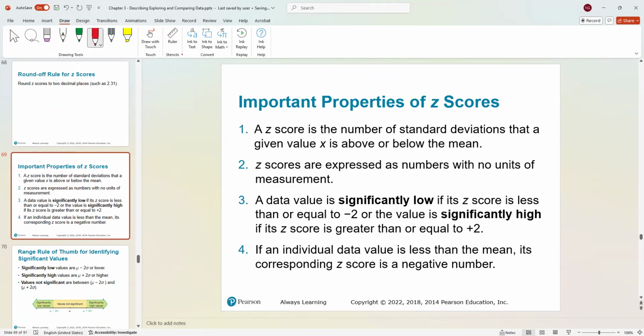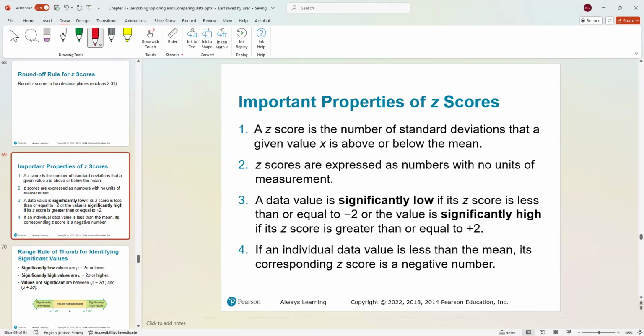Z scores are expressed as numbers with no units of measurement. A data value is significantly low if its z-score is less than or equal to -2, or the value is significantly high if its z-score is greater than or equal to +2. If an individual data value is less than the mean, its corresponding z-score is a negative number.